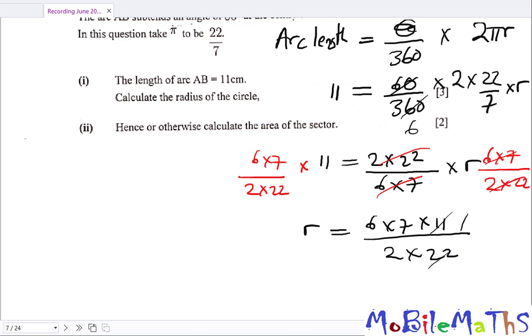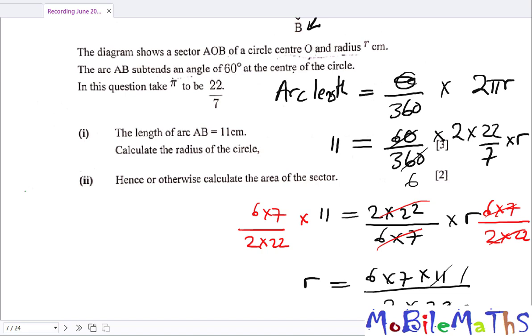11 there, 1, 11 to 22. Then you simplify with your calculator. 6 times 7 divided by 2 times 2. I'm getting 10.5 centimeters. So that's the length of our radius. Okay, we are done. Then the next question, they are saying, hence or otherwise calculate the area of the sector.